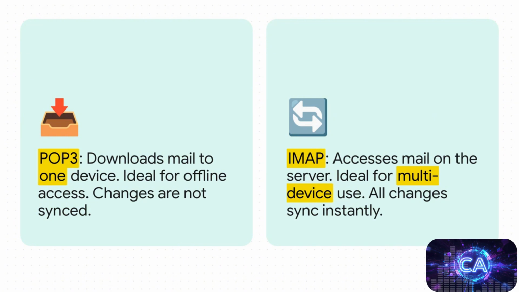So when you boil it all down, the real difference is all about one thing: location. POP3 yanks everything down to one device, so it's isolated. IMAP keeps it all up on the server, so it's synchronized and you can get to it from anywhere. For how we live today with all our different devices, IMAP is pretty much always the way to go.